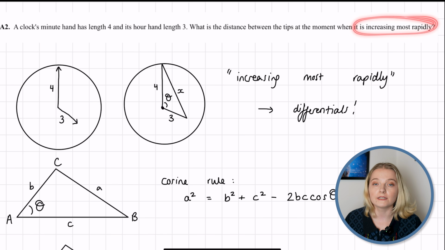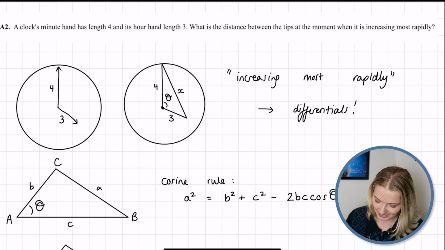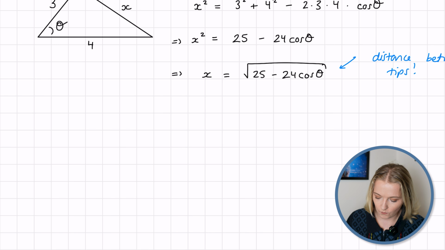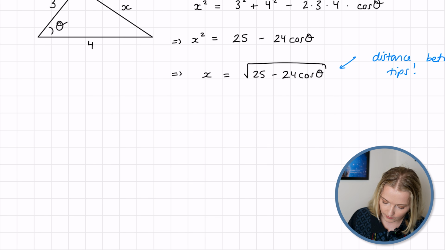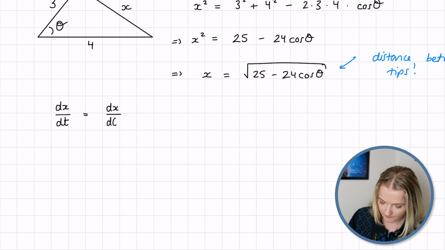And what we're asked is, okay, well, what is the distance between the tips at the moment when it's increasing most rapidly? So now we're going to do some differentiation. If we're interested in looking at when x is increasing most rapidly, then it makes sense to do a differentiation with respect to time. So we would have dx by dt. Well, what would this be? We have x in terms of theta, so we would have dx by d theta multiplied by d theta by dt.